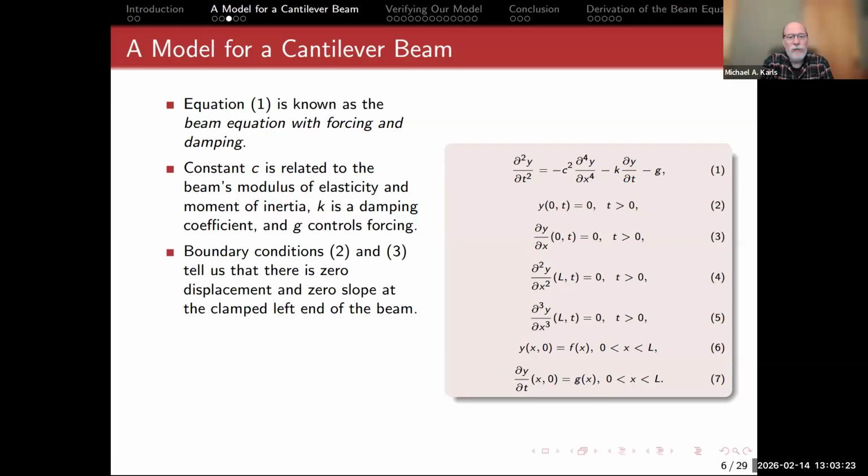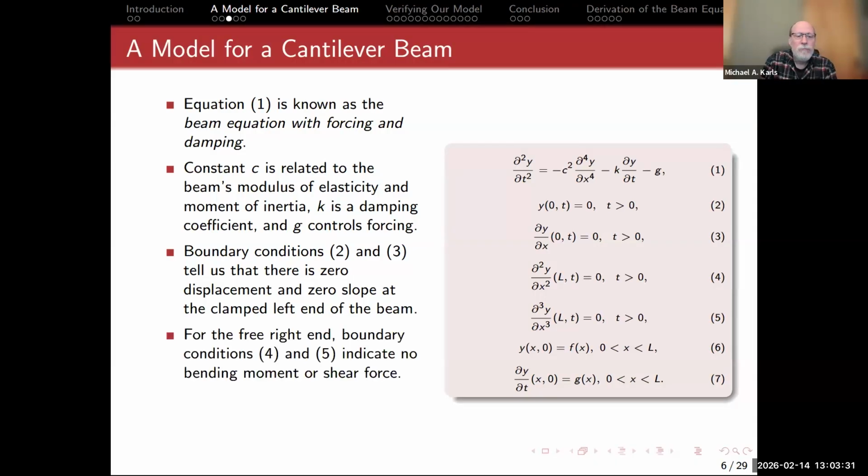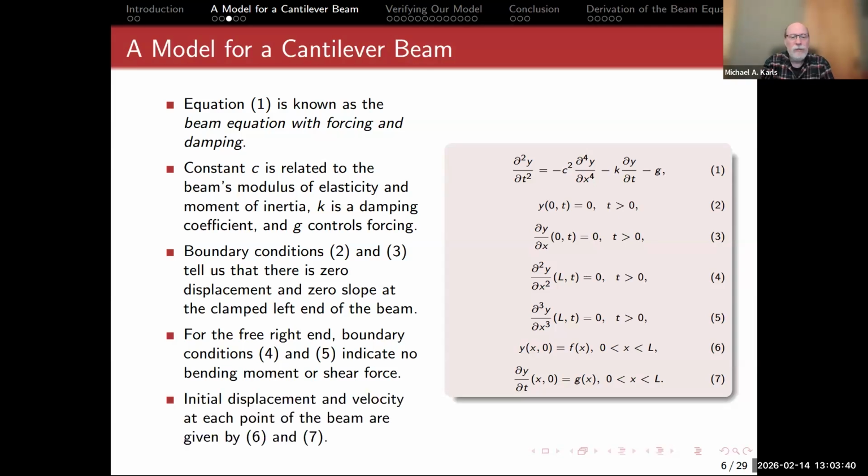Okay, and then boundary conditions 2 and 3 tell us that there's zero displacement and zero slope at the clamped left end of the beam. And for the free right end, boundary conditions 4 and 5 indicate there's no bending moment or shear force. And initial displacement and velocity at each point of the beam are given by equations 6 and 7, respectively.